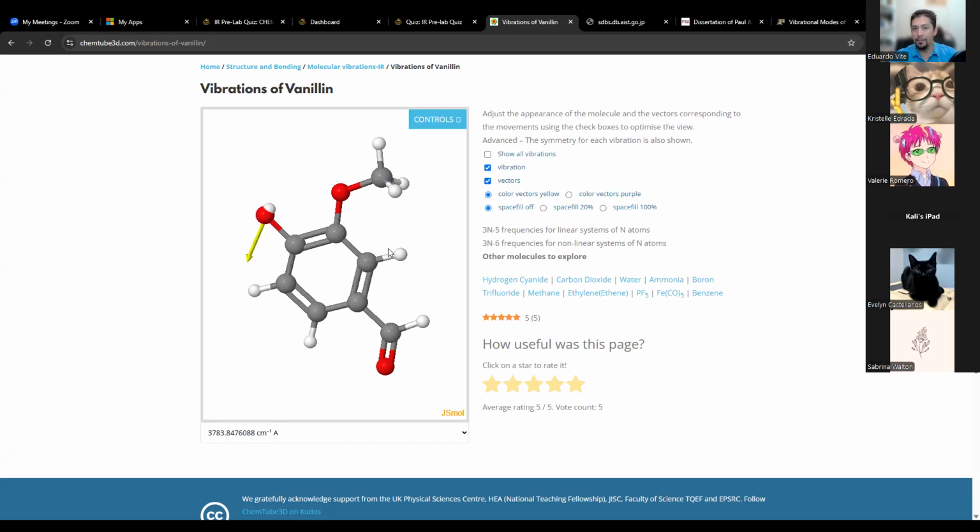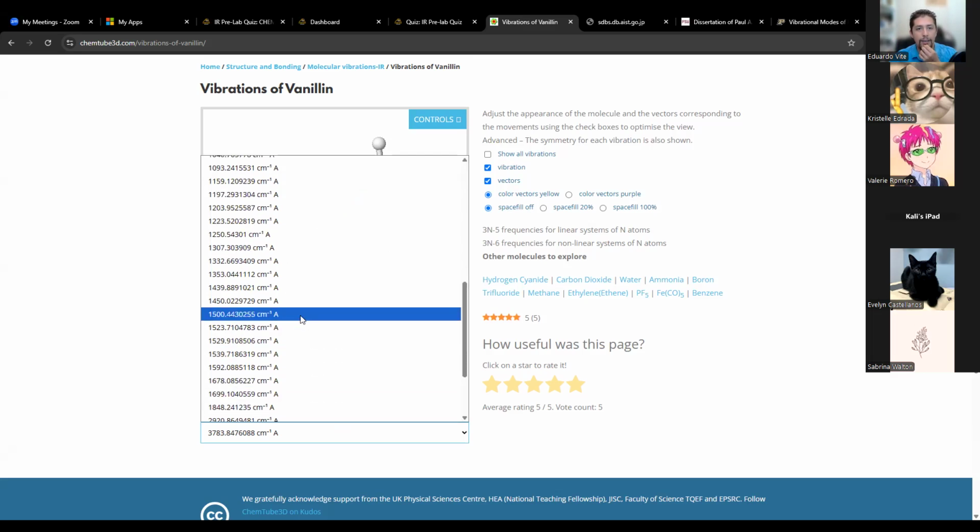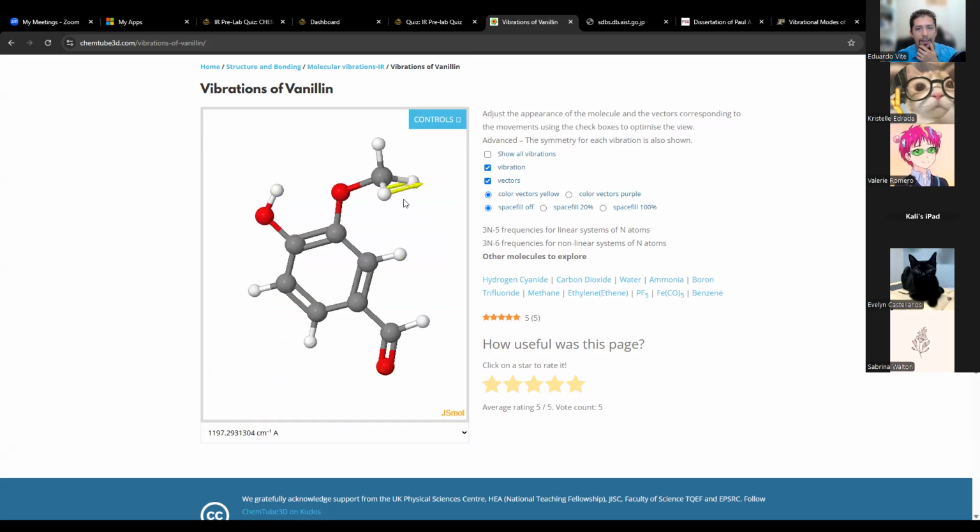So you can see it right here. Only one functional group is vibrating. Let's see if I can find the other ones. Okay, I think I remember that ethers vibrate at around 1100. So I think it's this one, 1197. Nope, that is your methyl bend. You see, the methyl group is bending at 1197.